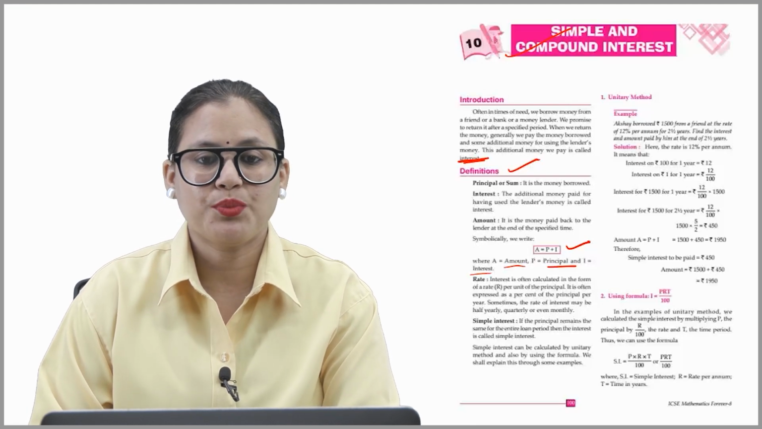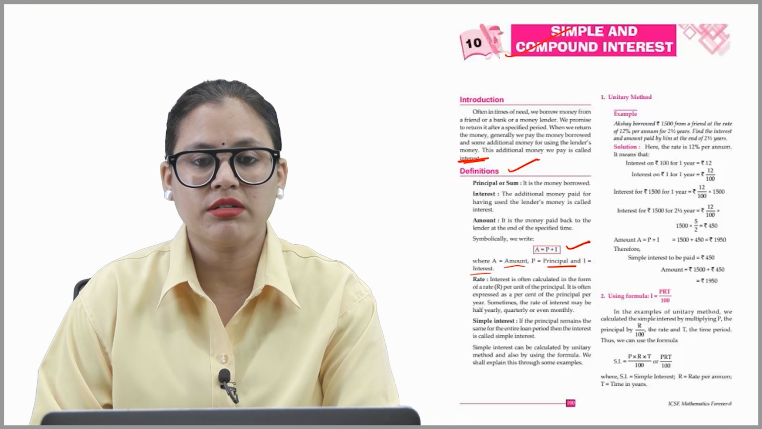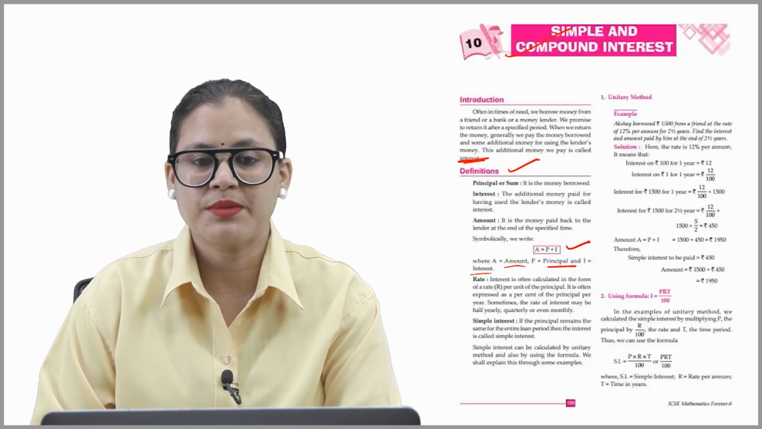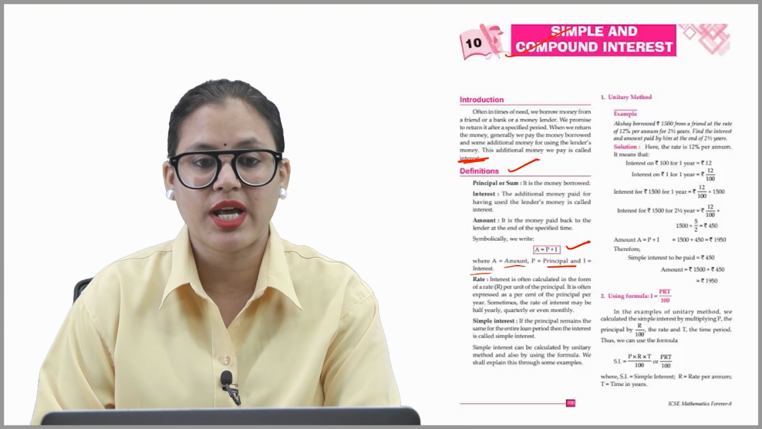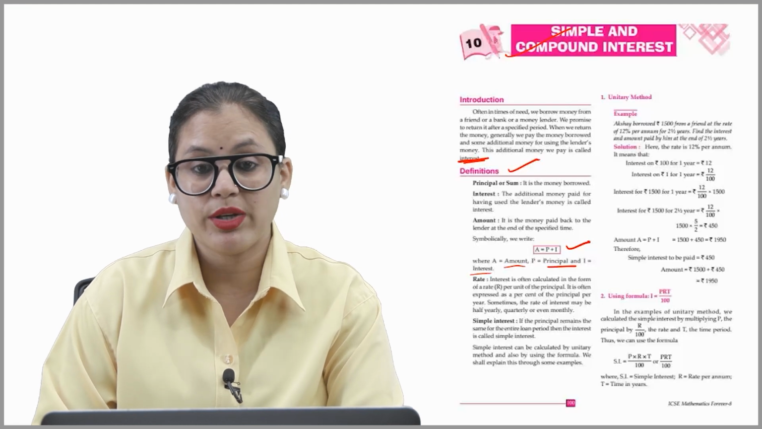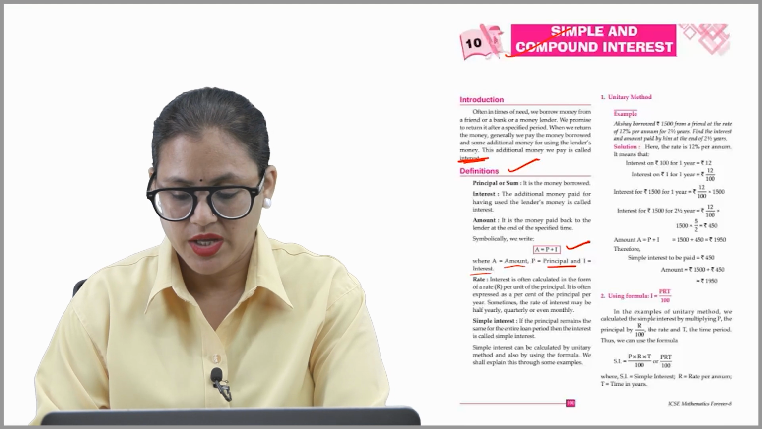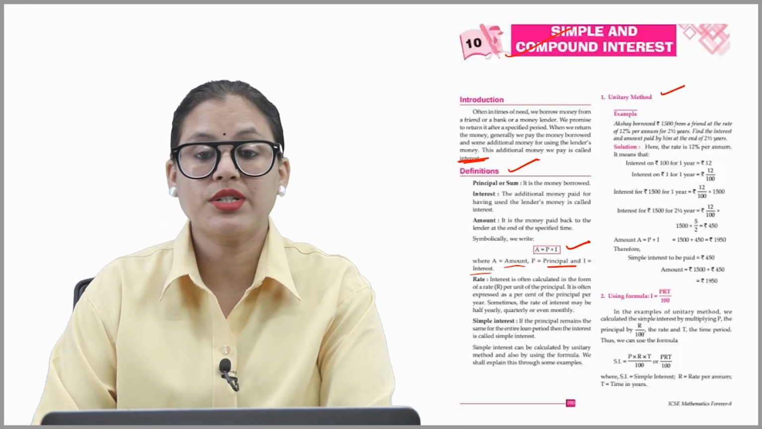Simple interest. If the principal remains the same for the entire loan period, then the interest is called simple interest. Simple interest can be calculated by the unitary method and also by using the formula. We shall explain this through some examples. Okay. Number 1, unitary method.